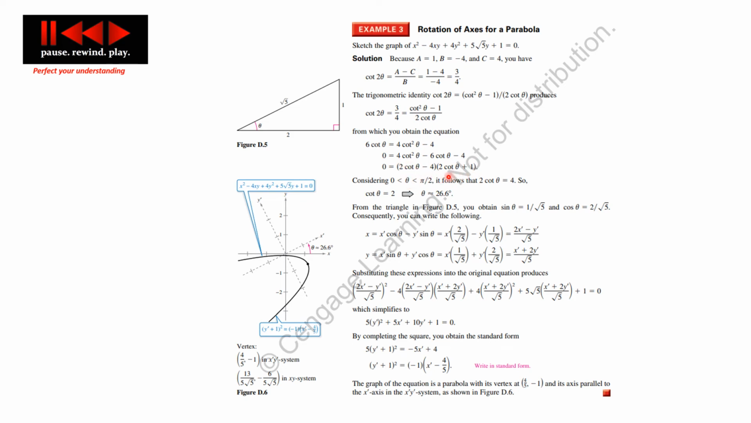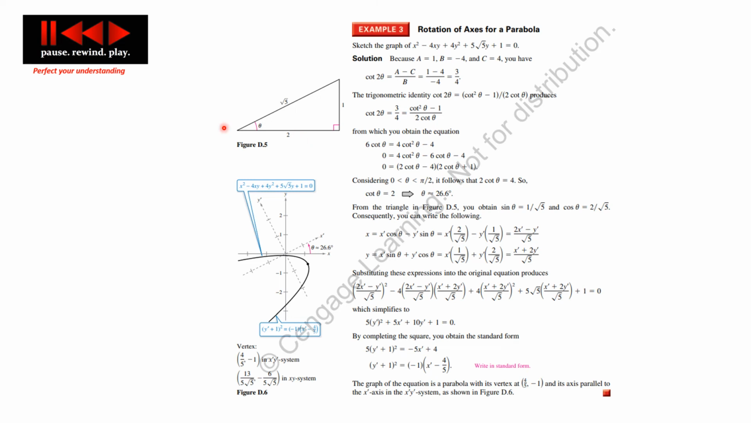Now here, if I set this one equal to 0, the cotangent is negative, which means it's not in the first quadrant. But we're assuming it is in the first quadrant. That's the kind of rotation we're doing. So it follows that the other one is equal to 0. So 2 cotangent theta is 4. That means the cotangent of theta is 2. And also, then we can draw the triangle.